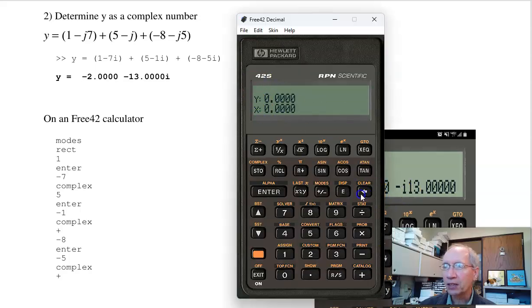On the HP calculator, the way you do that is switch over to rectangular form. 1, enter, negative 7, complex. 5, enter, negative 1, complex. Now HPs have a stack. There is no equals button. To add numbers, I put the 2 numbers on the stack. Now I can add them. Take the next number, negative 8, enter, negative 5, complex.